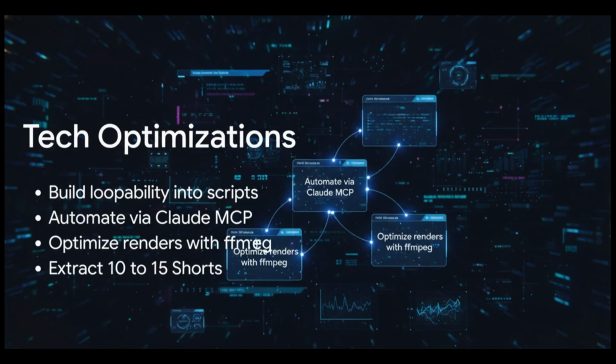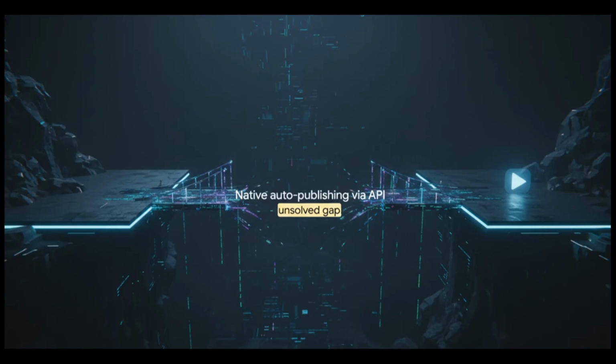Third, optimize your programmatic render sizes using a command line tool called FMPK. This easily cuts file sizes by 80% without losing a single drop of quality. And finally, extract at least 10 to 15 shorts from a single batch recorded long-form video to relentlessly fuel your machine.